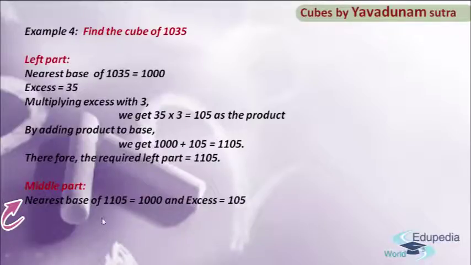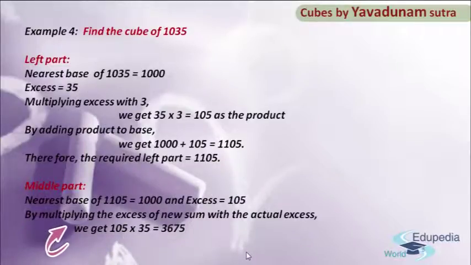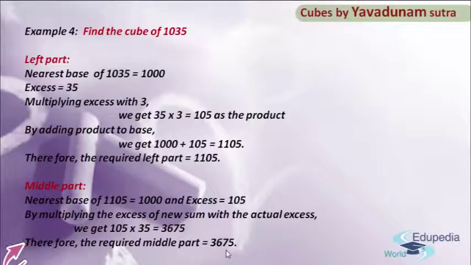After finding the nearest base and excess, moving to step number 2, we have to multiply the new excess, that is 105, with the actual excess, that is 35. So by multiplying 105 into 35 we get 3675 as the product. This product is regarded as the required middle part.